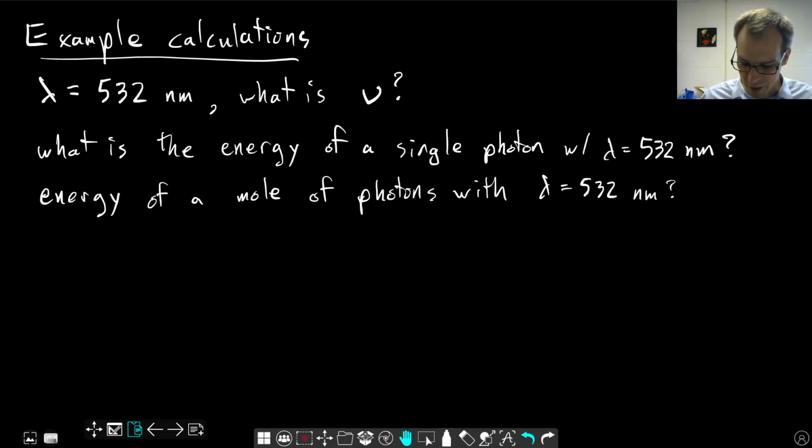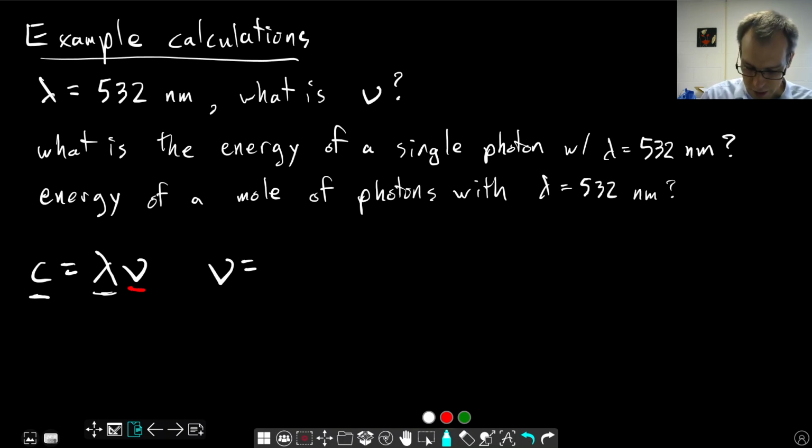So the key to all of these is thinking about this equation here. So this equation that we've seen already is that the speed of light is equal to its wavelength times its frequency. So we know the wavelength, we know the speed of light because it's a constant, and so our only unknown here is the frequency. So we can just rearrange this equation. Frequency is equal to c over lambda, and just find the frequency that way.